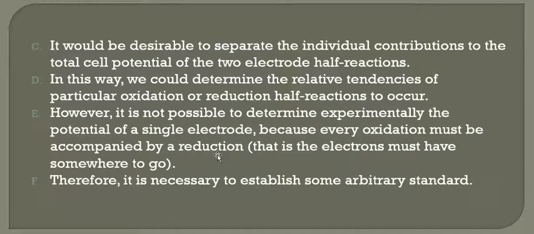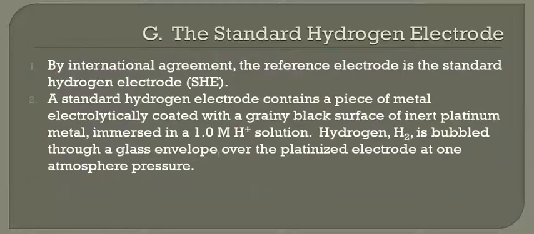Now, it would be desirable to separate the individual contributions to the total cell potential of the two electrode half reactions. However, it's not possible to determine the potential of a single electrode because for every oxidation, we have to have reduction. So therefore, it's necessary to establish some arbitrary standard to which we can compare everything. And that arbitrary standard is the standard hydrogen electrode, SHE.